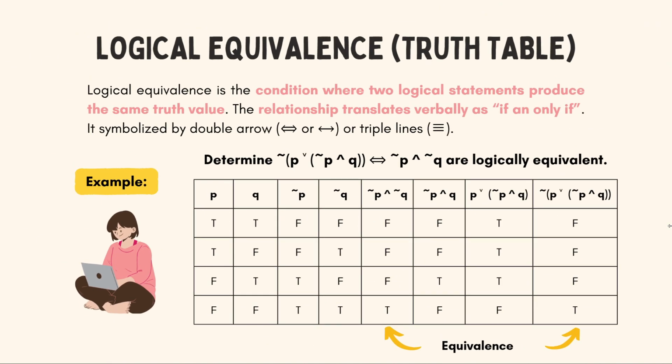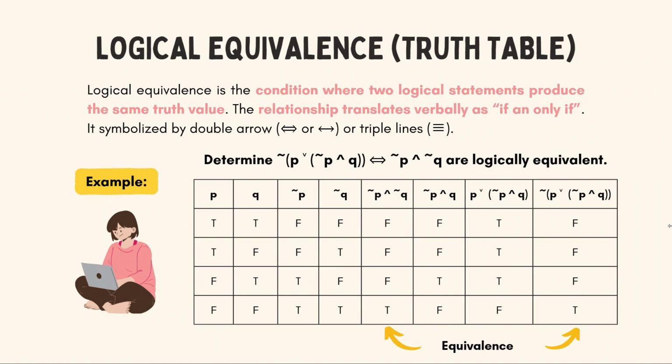Next, we have logical equivalence for truth table. Logical equivalence is the condition where two logical statements produce the same truth value. The relationship translates verbally as if and only if. It's symbolized by a double arrow or triple lines.